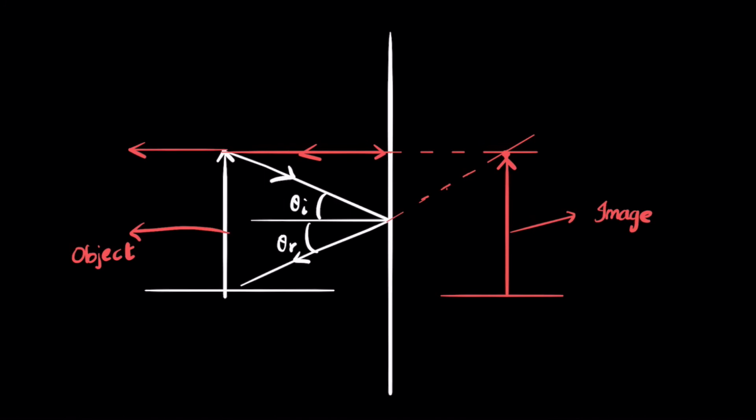That is the reason why it's a virtual image. Notice that the light rays are not actually passing through the mirror, but it looks as if it's passing through the mirror. So that's the reason why we call this a virtual image.